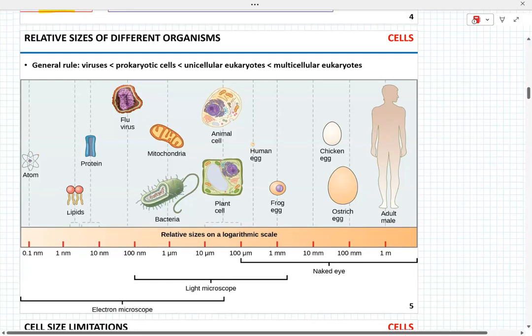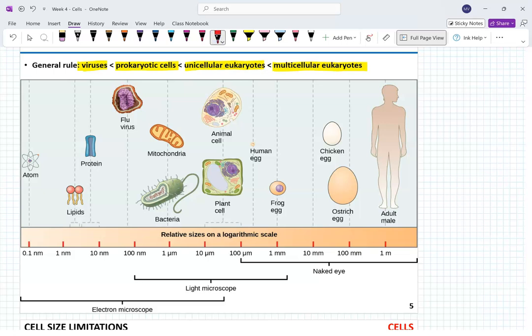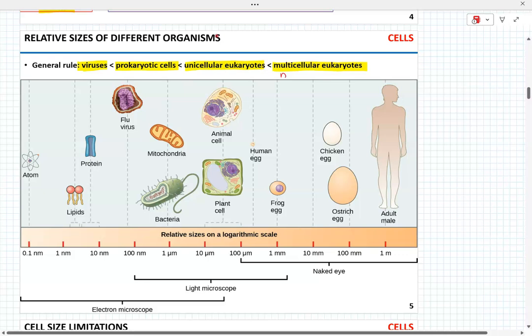How different are the sizes of the cells in different organisms? Well, the smallest ones are the viruses. Prokaryotic cells are larger than them. Unicellular eukaryotes usually are larger, and multicellular eukaryotes are largest. So which ones would require what type of microscopy? Well, multicellular eukaryotes usually are visible with the naked eye.